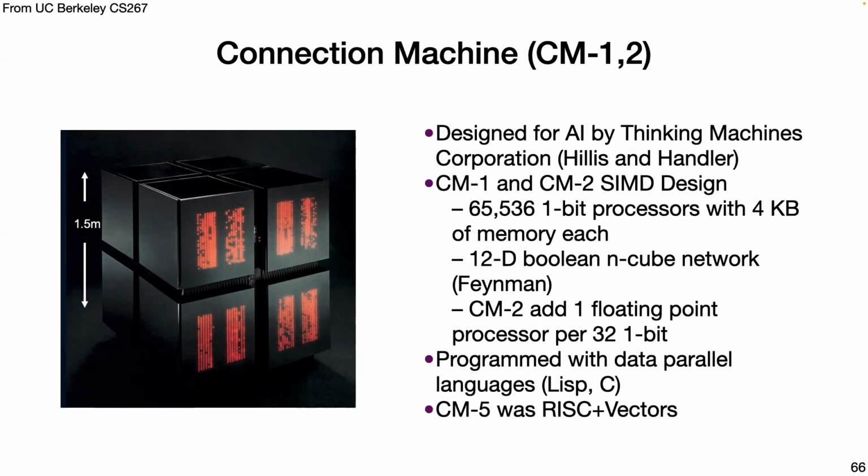And so you had to express all your algorithms in the SIMD paradigm, and they were connected with some network format that I'll talk about in a future lecture in much more detail. In CM2, you can now add floating point numbers, but just one at a time. And they were programmed in a data parallel way using Lisp and C. And in CM5, they introduced vector lanes.